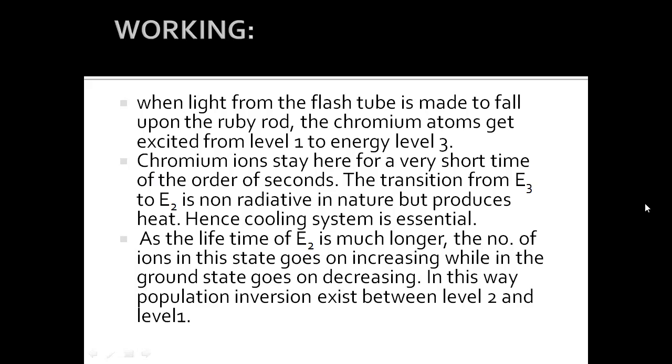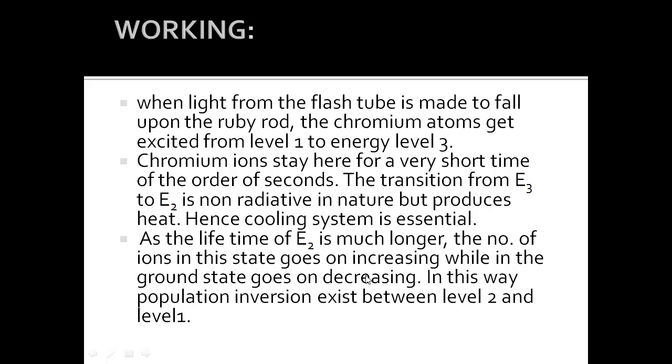But due to the transition from higher energy state E3 to lower energy state E2, energy will be dissipated in the form of heat. So the emitted energy will be in the form of heat energy. Since heat energy is produced here, to cool the system, cool water is circulated around the ruby rod.